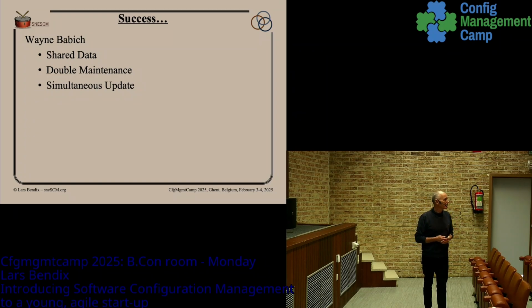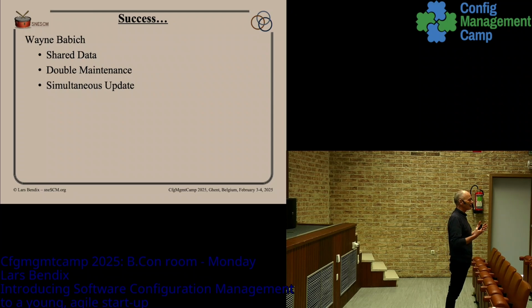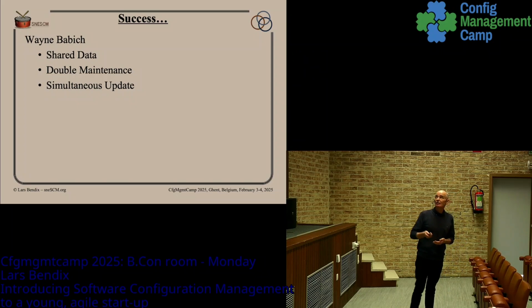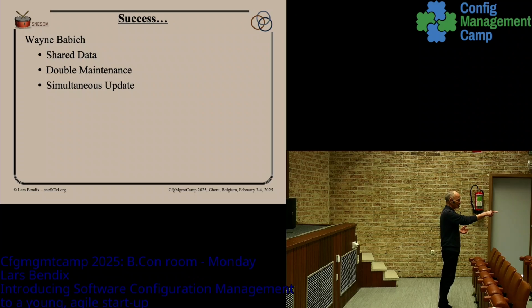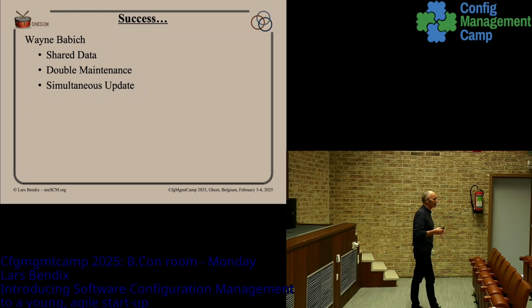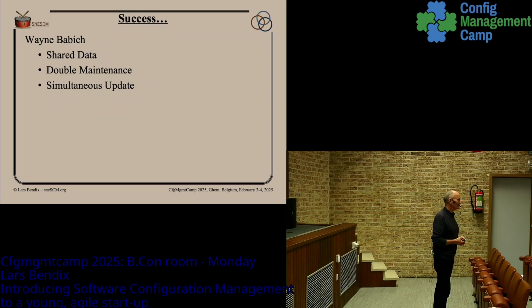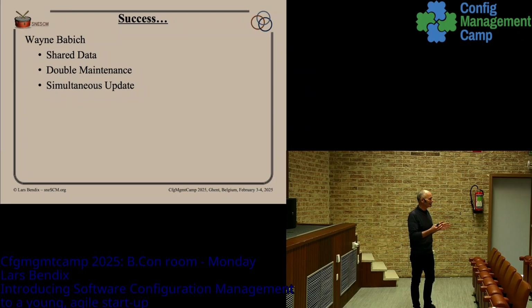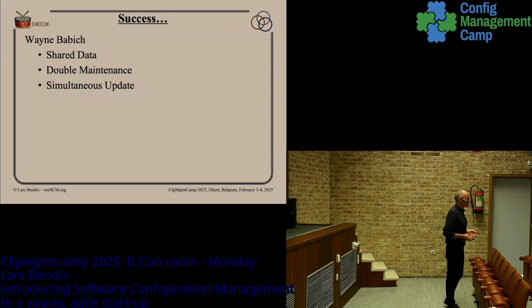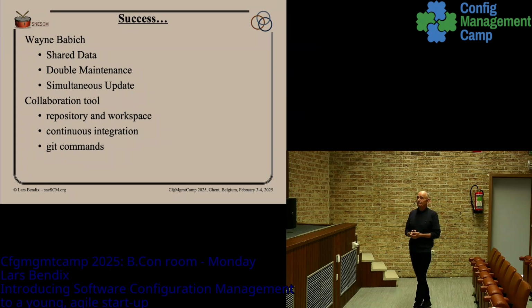Simultaneous update, that the changes of one developer override and erase the changes of another. Shared data, the problem that your changes impact my changes and disturb my work. And double maintenance is that if we have copies, we need to keep these copies synchronized. So when I have configuration control written on 200 different slides, it means that I have to go and change it to change management in 200 different places, and that's not so good.